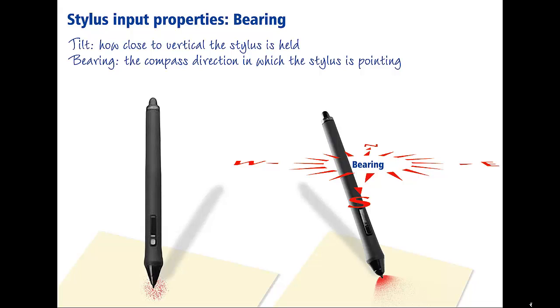Finally, let's take a look at bearing. Bearing refers to the direction the stylus is pointing in. If I use an airbrush variant, for example, holding the stylus or airbrush vertically will spray down directly on the canvas, as we can see on the left. But as I tilt the stylus and change the bearing, as we can see here on the right, the paint will spray out in that direction, allowing you to do some fantastic graffiti type artwork.